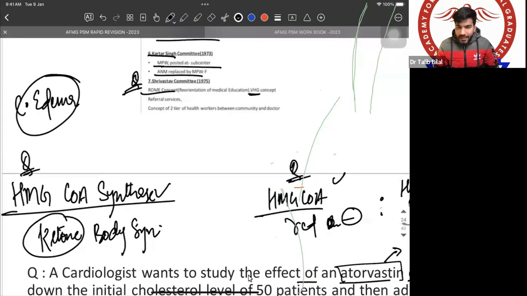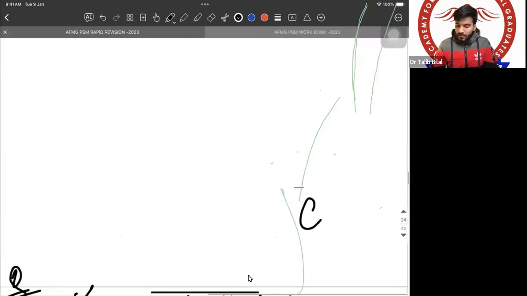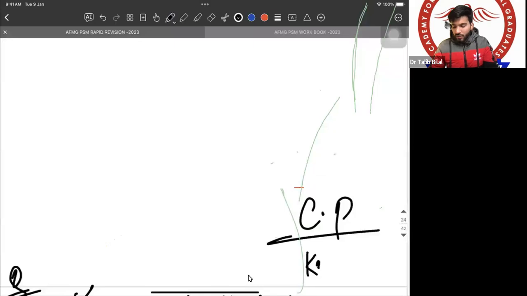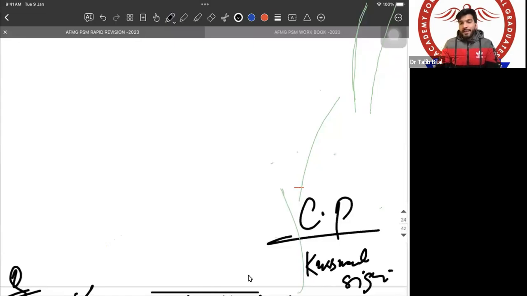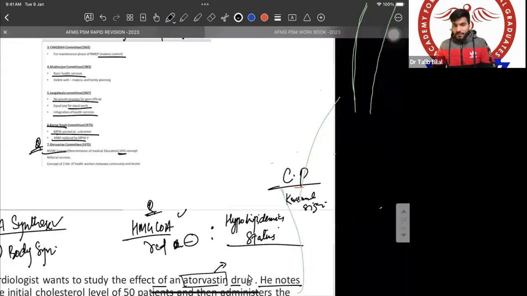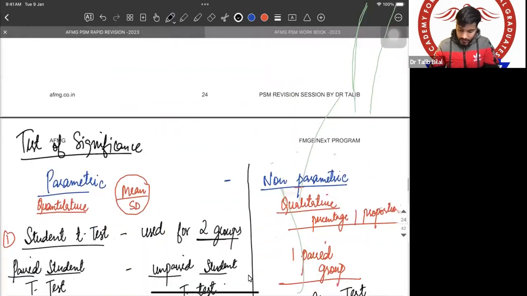Sir, Kussmaul sign. Kussmaul sign is seen in constrictive pericarditis. Okay, Kussmaul sign, right? X and Y descent in constrictive pericarditis. Absent Y descent is cardiac tamponade, right? You must have read this.